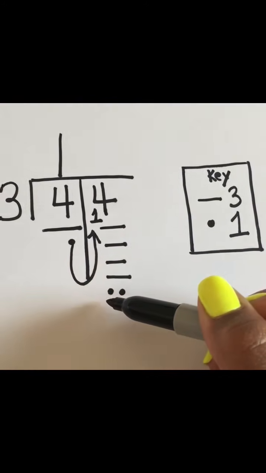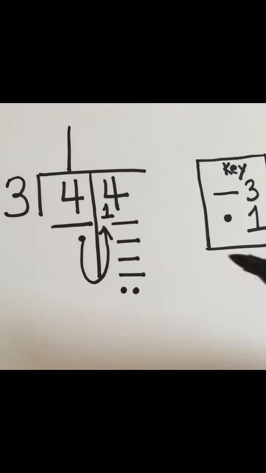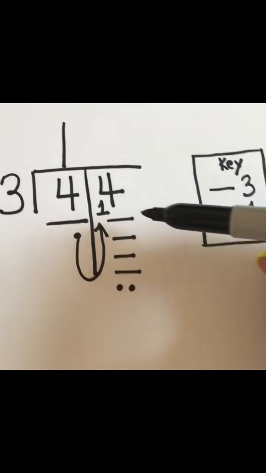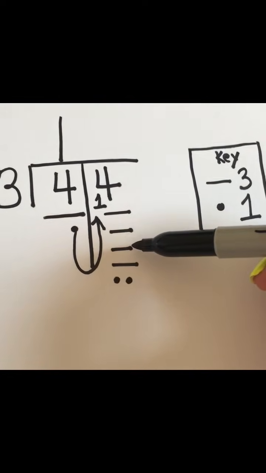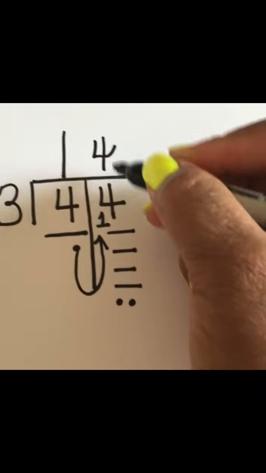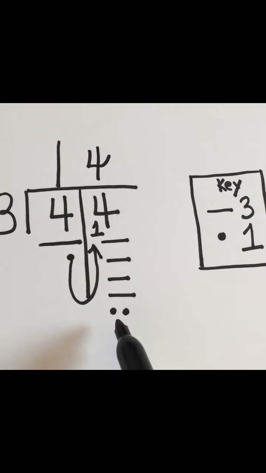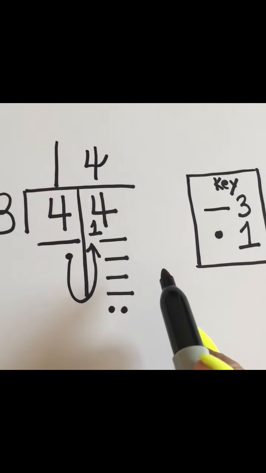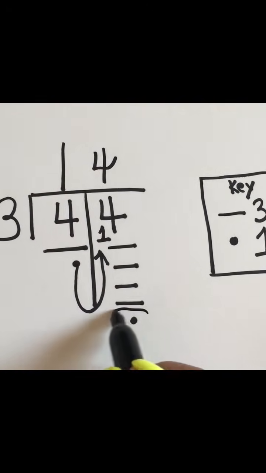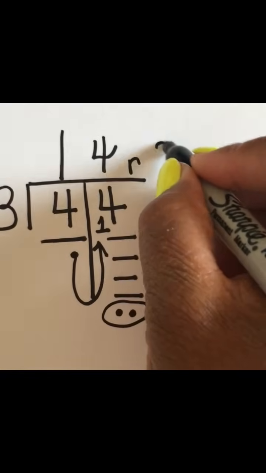So 12, 13, 14. We're going to count the amount of sticks that we have over here under the 4 in the ones place. We have 1, 2, 3, 4 sticks. So we're going to record this 4 right above the 4 that is in the ones place. Notice, there are 2 stones left over, but we cannot regroup them. The leftover stones will be the remainder. So our quotient is 14, remainder 2.